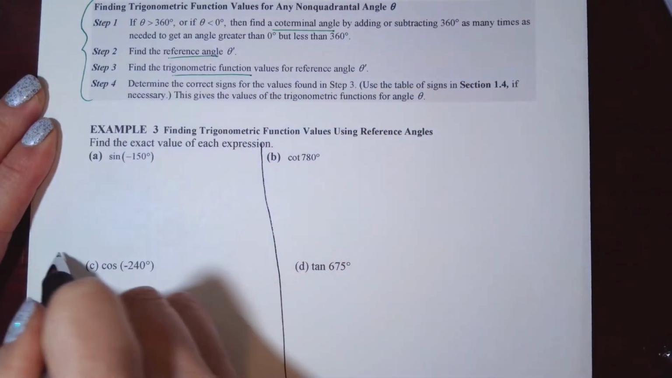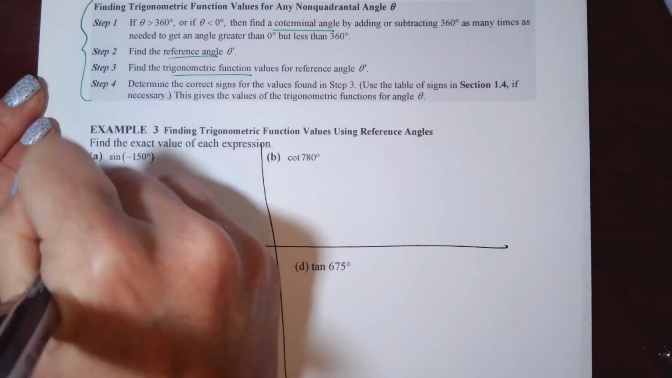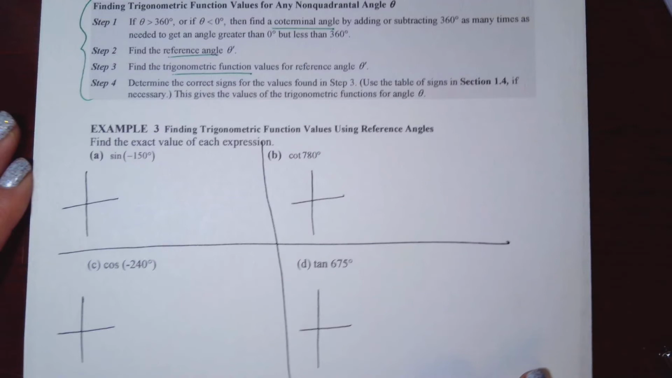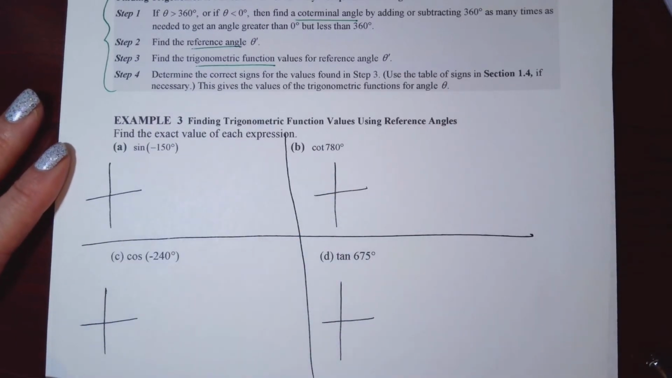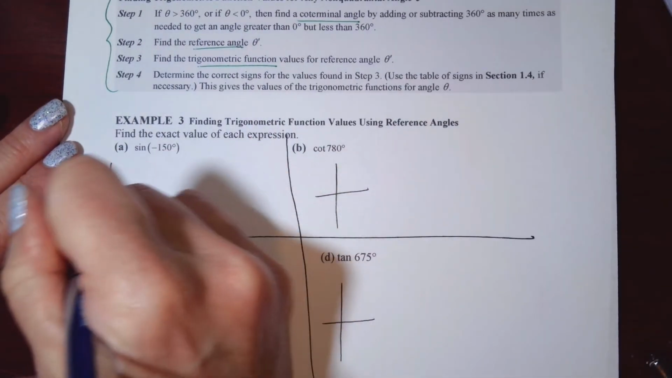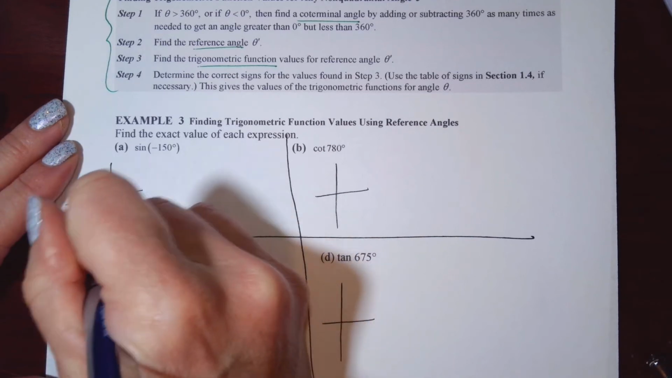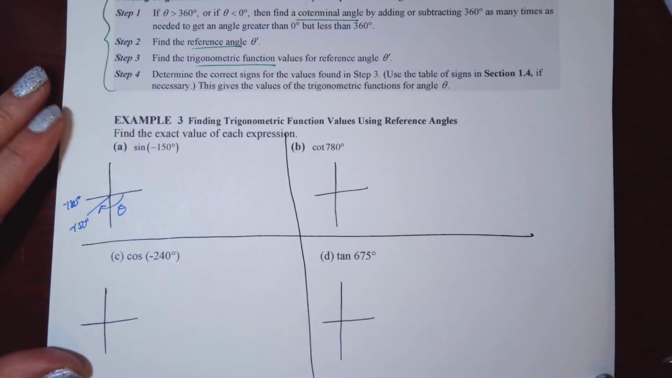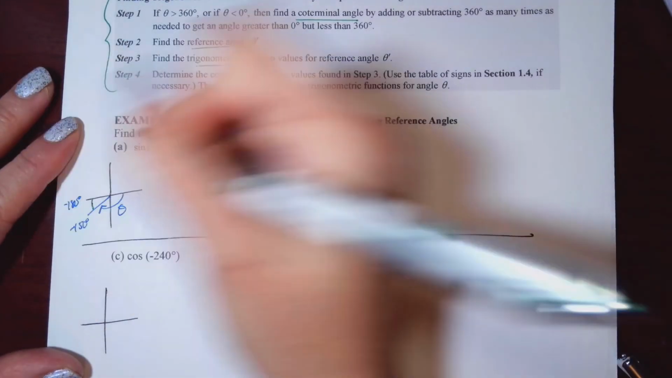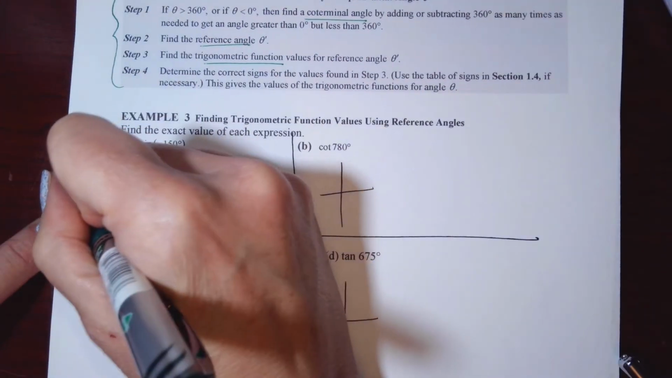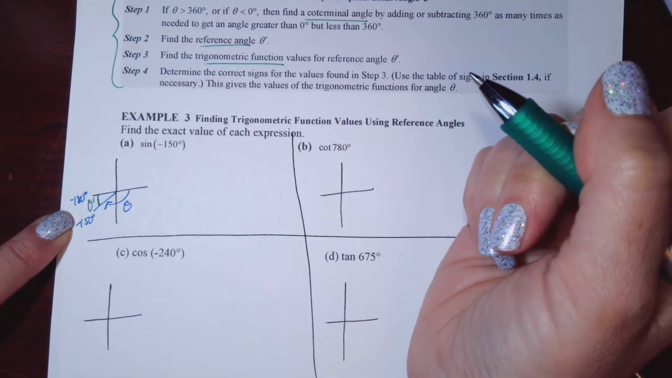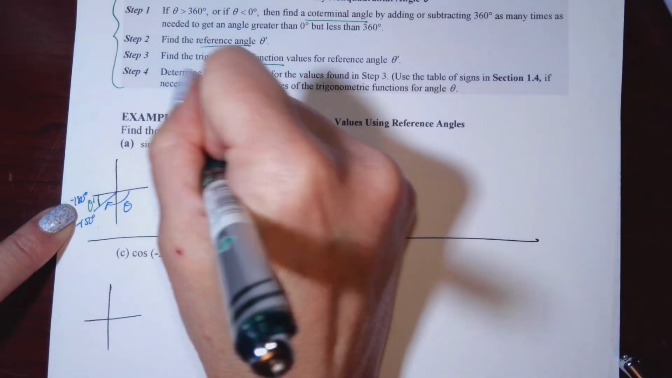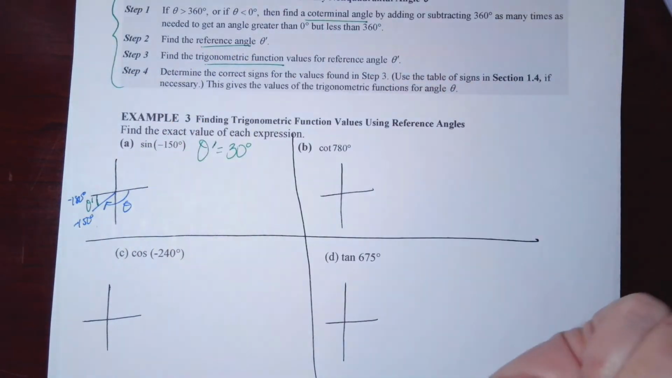Alright, let's divide this up a little bit. So if I look at quick sketches for each of these, negative 150 means I'm rotating clockwise. This would be negative 180, negative 150 is going to be here. There's my angle theta. My reference angle is the distance I am away from the x-axis. That's my theta prime. So I see the difference between 150 and 180 is 30 degrees. So my reference angle, my theta prime here, is 30 degrees.